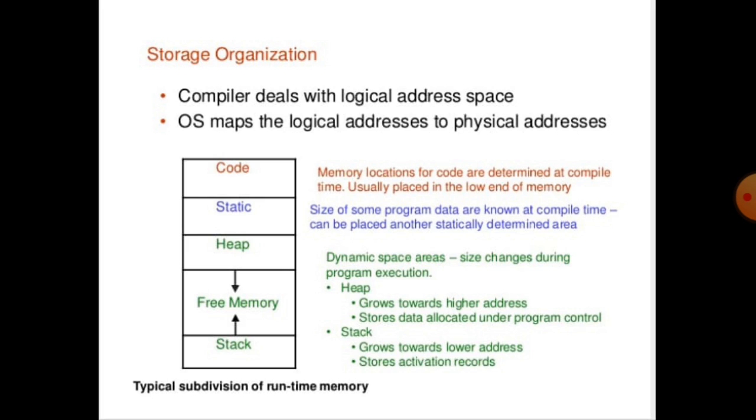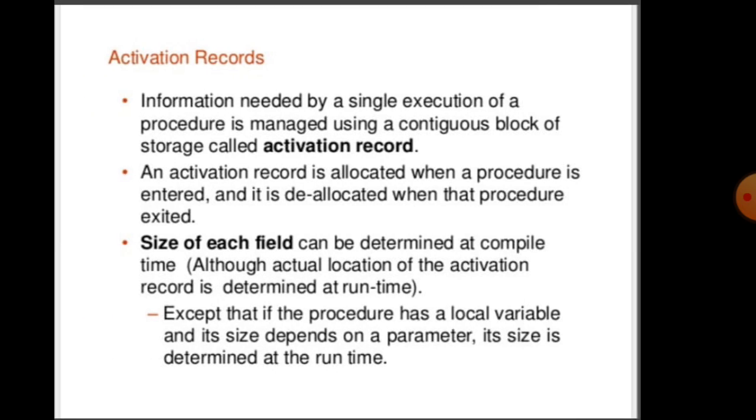In heap, it grows towards higher addresses and stores data allocated under program control. And in stack, it grows towards lower addresses and stores activation records. The storage layout for data objects is strongly influenced by the addressing constraints of the target machine.